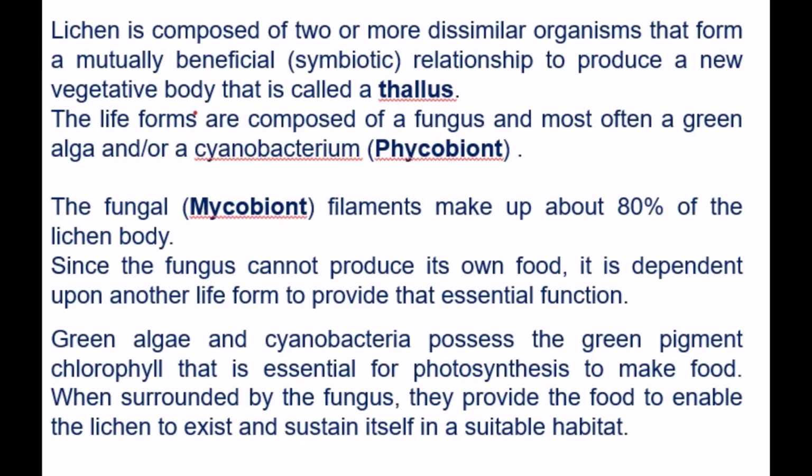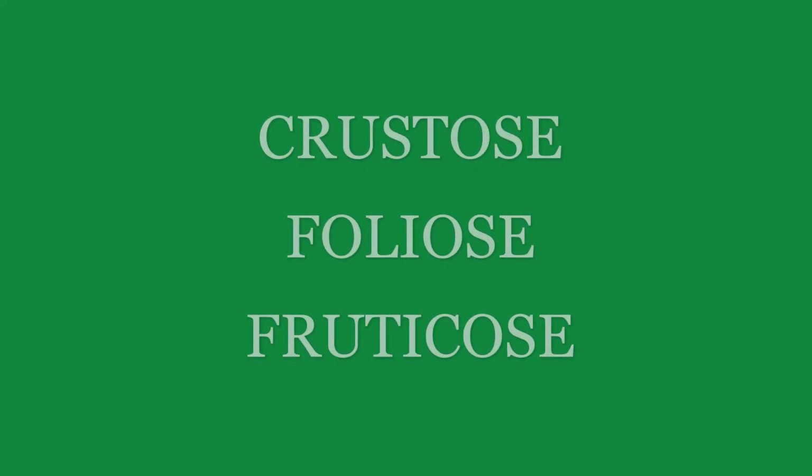The fungal component makes up about 80% of the lichen body. As the fungus is saprophytic and cannot produce its own food, it depends upon the alga to provide its nourishment. The algae, being autotrophic, produce food by the process of photosynthesis and are able to sustain in the lichen thallus.